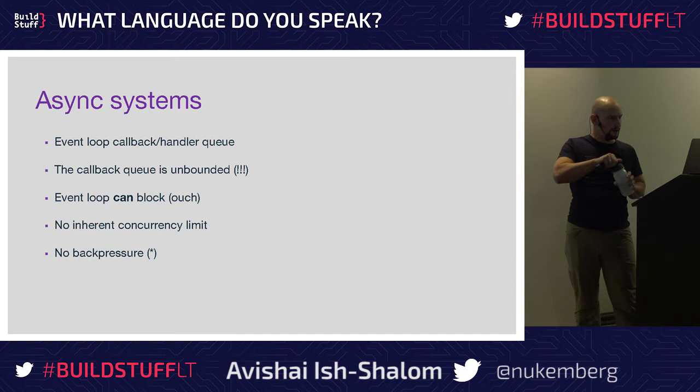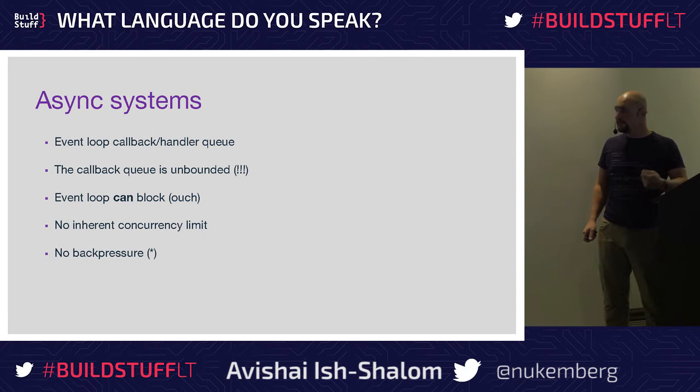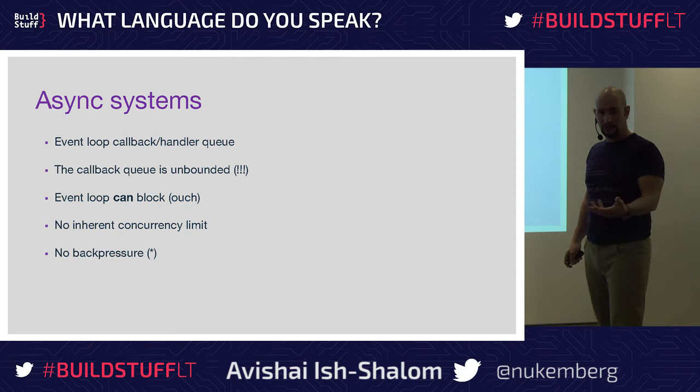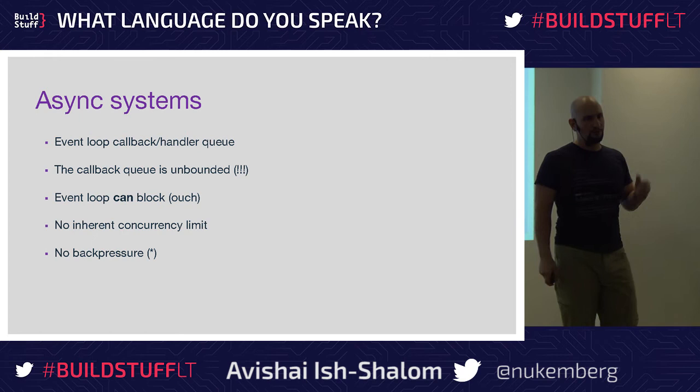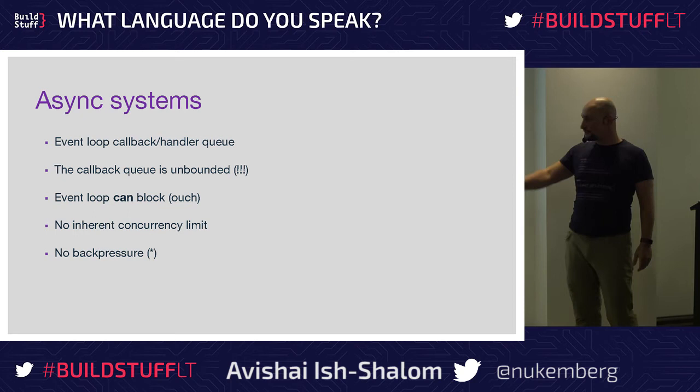Another problem is that there's no inherent concurrency limit in a synchronous server. Yes, you can make one. You can create your own system to limit concurrency, but by default, there is no such system. In a threaded server, it's pretty easy to limit the concurrency. You just tune the number of threads available. That's all you have to do. And also, no back pressure by default. The reason there's an asterisk is because you can use reactive streams, which actually help with this.